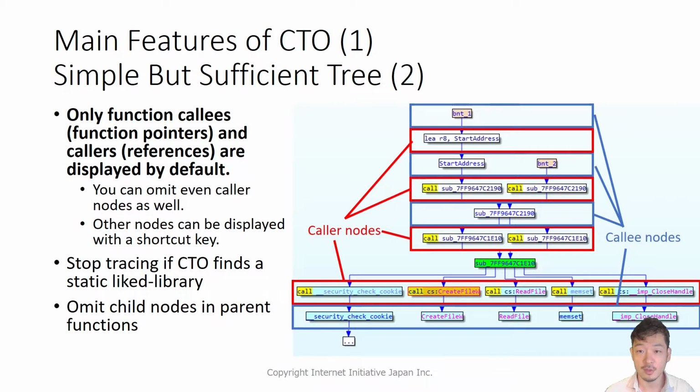By default, CTO shows caller nodes as well as callee nodes, like this. Surrounded by red boxes are Cora nodes, these ones, and the blue boxes are Cori nodes. This layout is very useful because we can check code around the node in IDA view by clicking a Cora node, since CTO synchronizes the address with IDA.